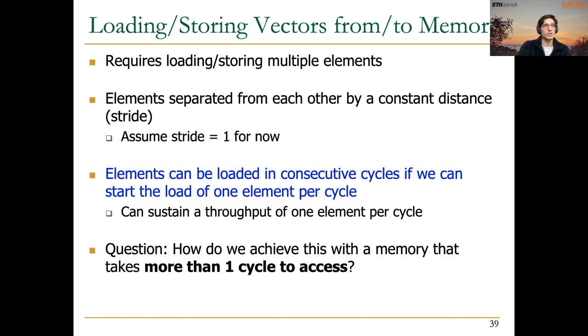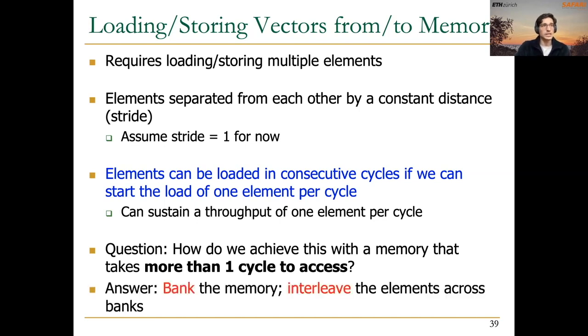But now the question is, how do we design a memory that allows us to access 1 element every cycle if normally the latency of access to memory is longer than a cycle? And the answer for that is banking the memory, or interleaving. So banking the memory and interleaving the elements across the banks.